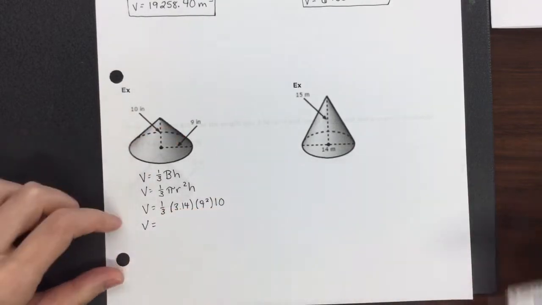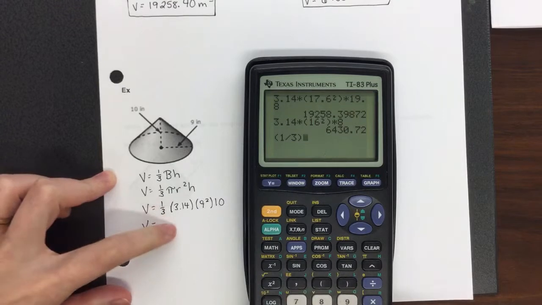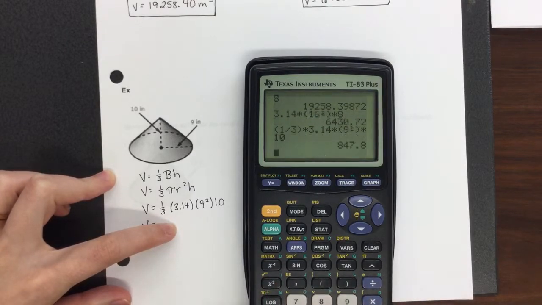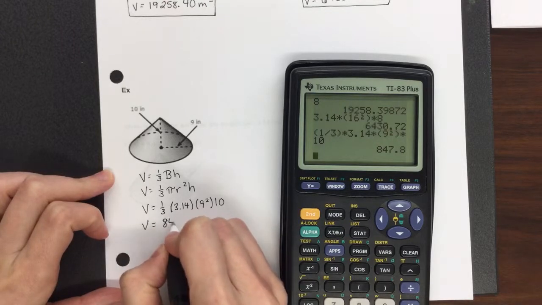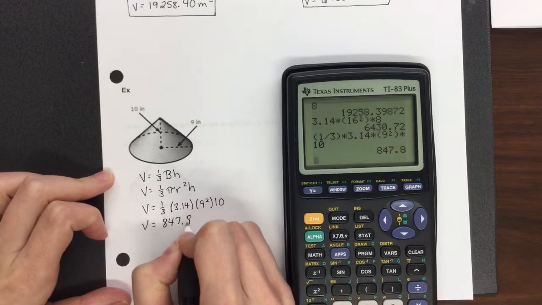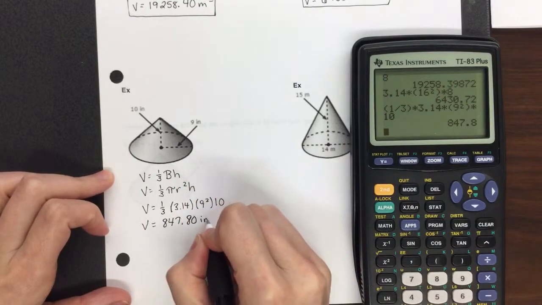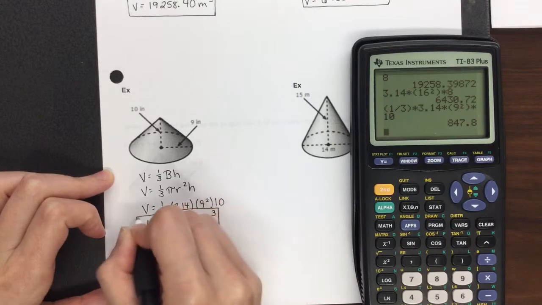So volume, and if we plug that in the calculator, I'm going to put the 1/3 in parentheses, 1 divided by 3, times 3.14 times 9 squared times 10. And that'll give us a volume of 847.80. Looking at our units are inches, and we're working with volume, so inches cubed.